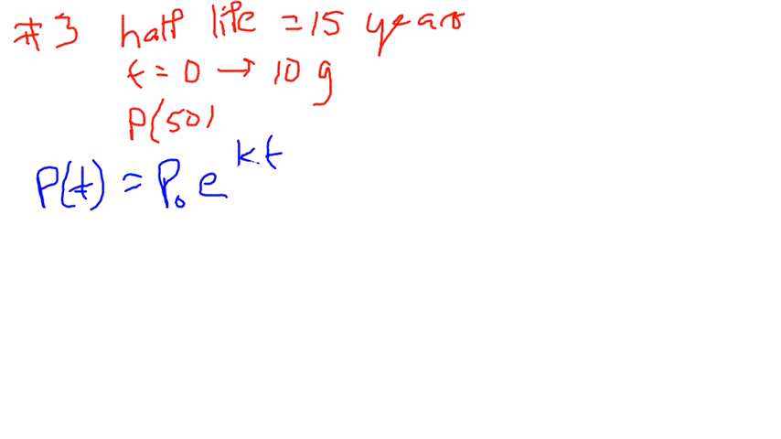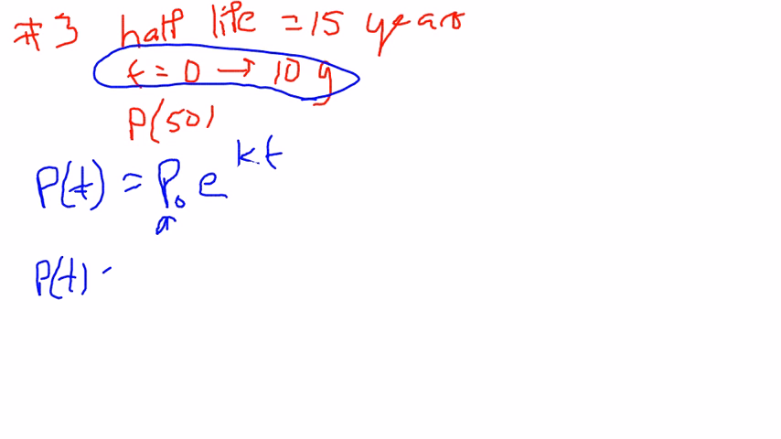This line right here tells me that at time equals 0 we got 10 grams. That's the initial population, or what we call the initial amount. So that goes right here. So I know that P of T is equal to 10 e to the KT. So next thing I need to do is find K.